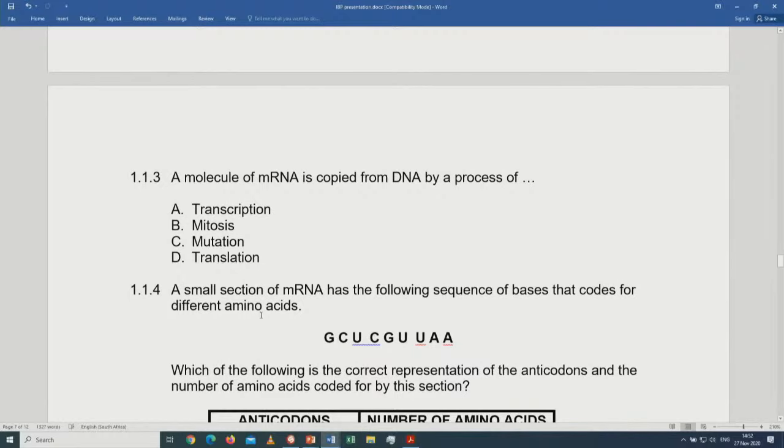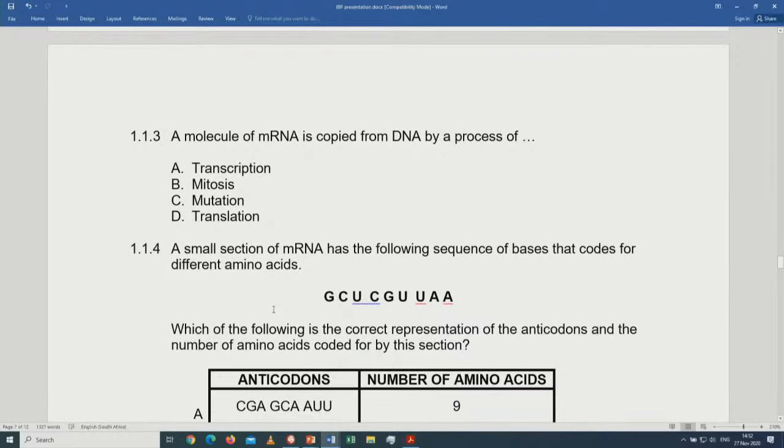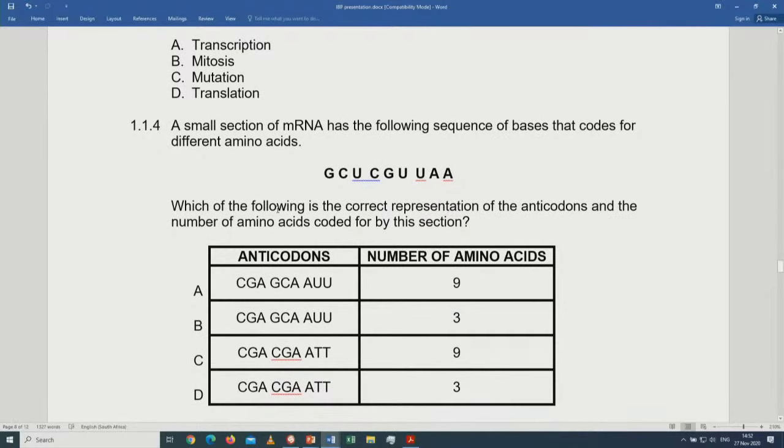A molecule of mRNA is copied from DNA by a process of transcription. Our answer there will be A. A small section of mRNA has the following sequence of bases that codes for different amino acids. Which of the following is the correct representation of the anticodons and the number of amino acids coded for by this section? Now we have been given an mRNA.